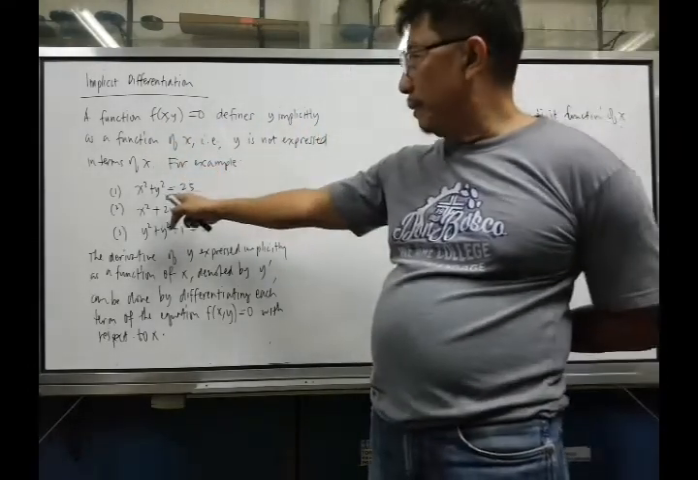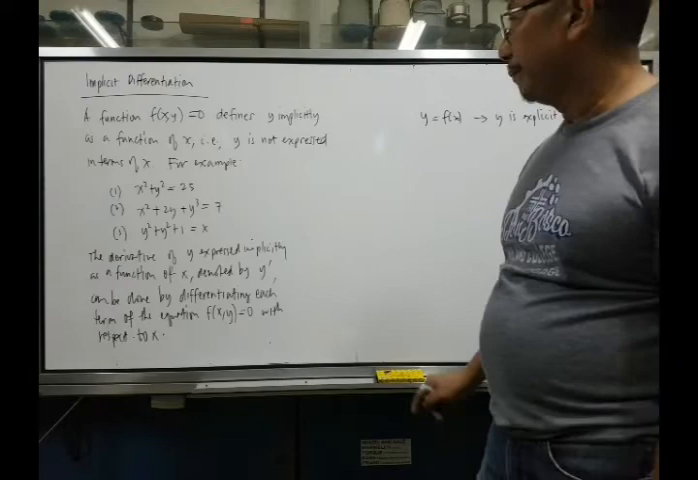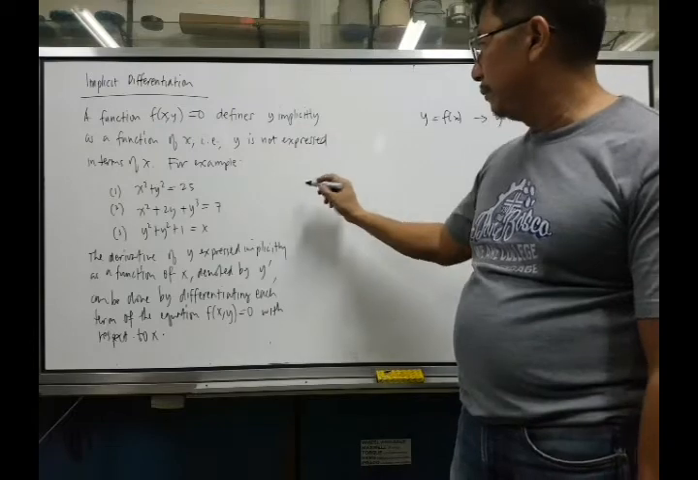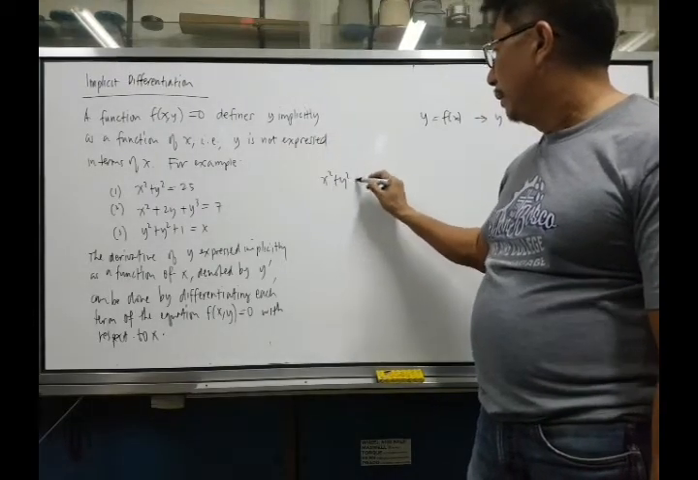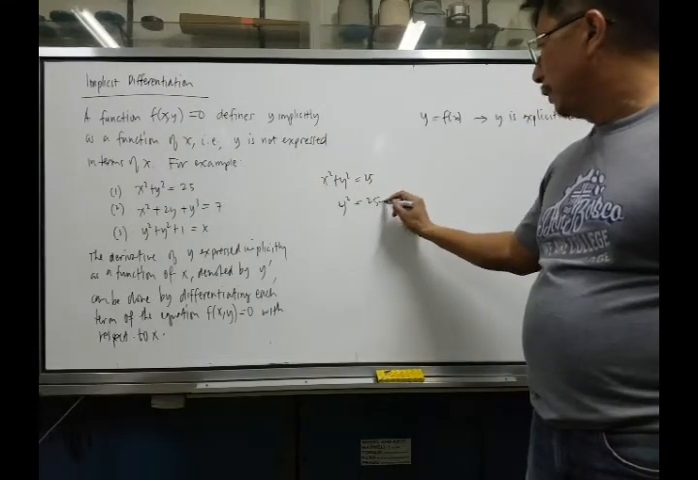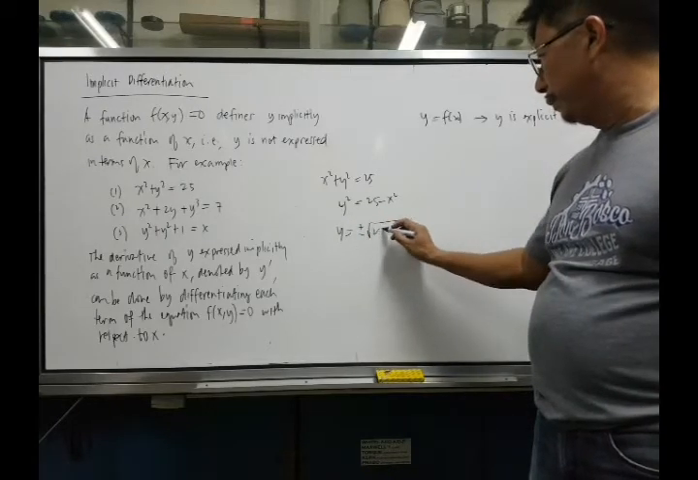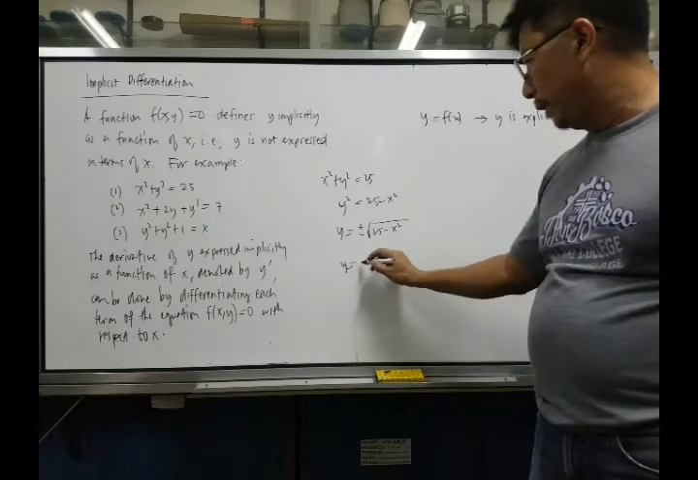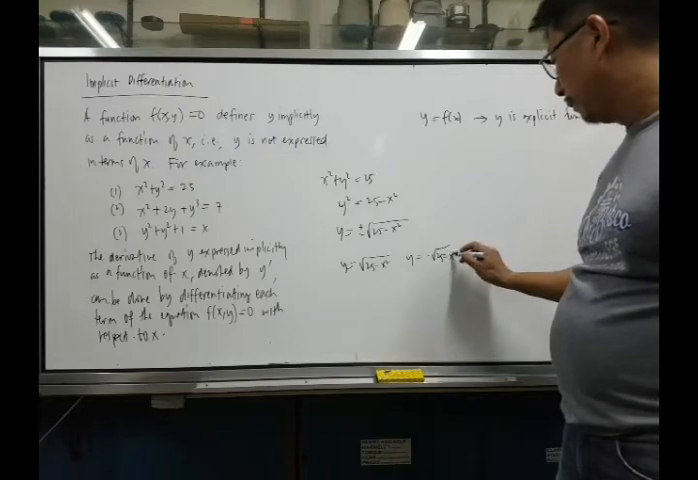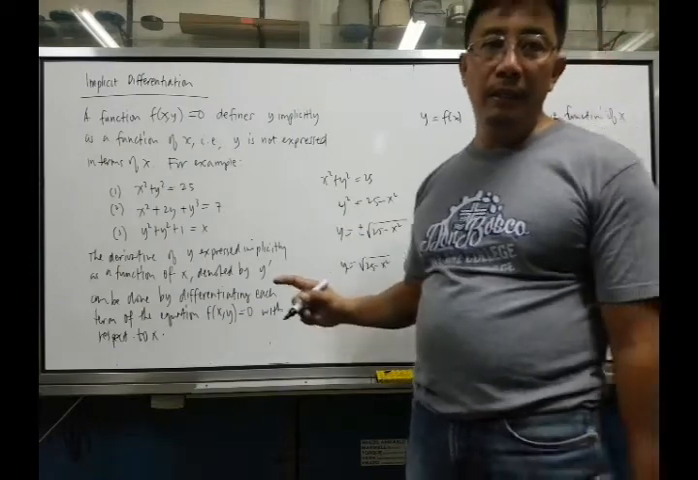Now these are several examples. We have x squared plus y squared equals 25. So we know that y is a function of x, but y is not expressed in terms of x. Actually, if we have x squared plus y squared equals 25, we can solve for y. Why not? So this is the square root of 25 minus x squared, and y will have two equivalent functions. So y can be any of these two branches. And that's it. But sometimes it is very difficult to really solve for y in terms of x.